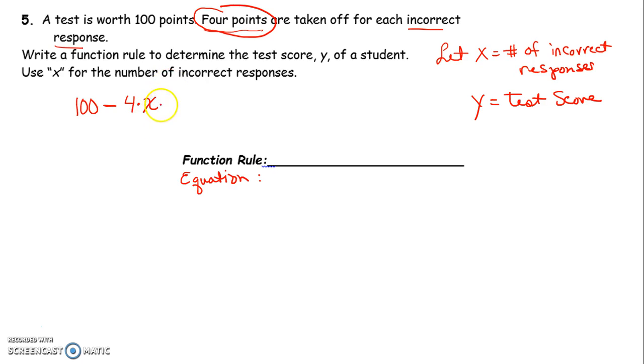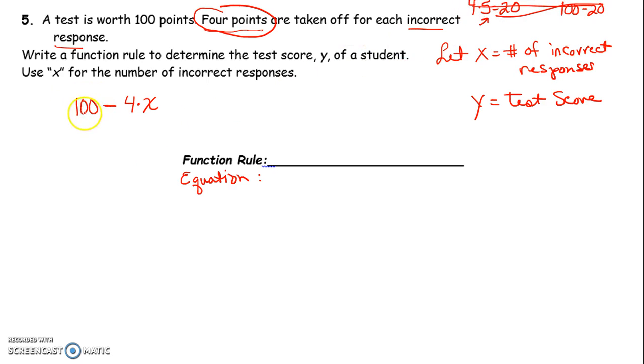Like, for example, if you miss 5 questions on the test, each question is worth 4 points. 4 times 5 is 20. That would be the x, the number of questions missed. If you miss a total of 20 points, you would just do 100 minus 20 and you'd score an 80 on that test, if you missed 5 questions and each of those questions were worth 4 points.